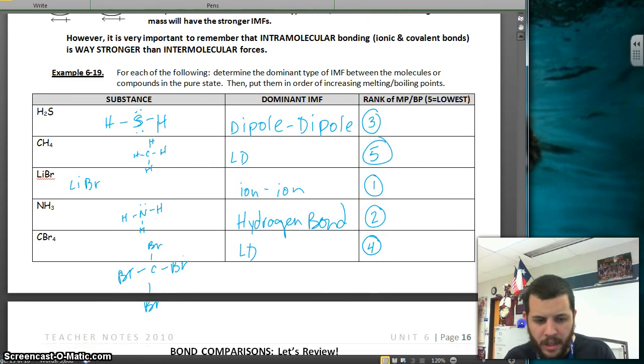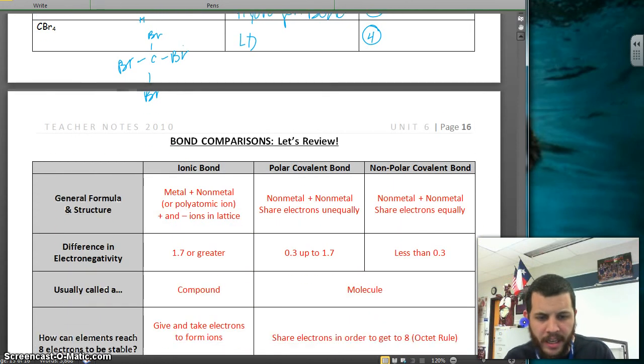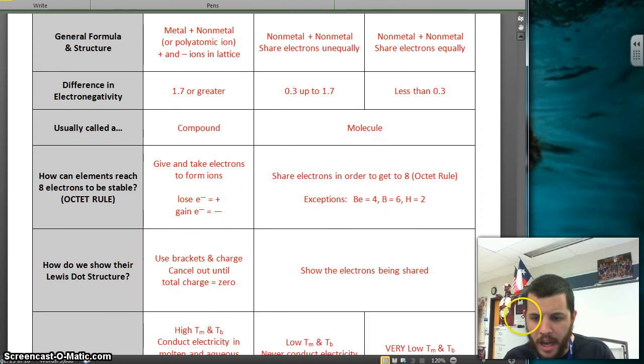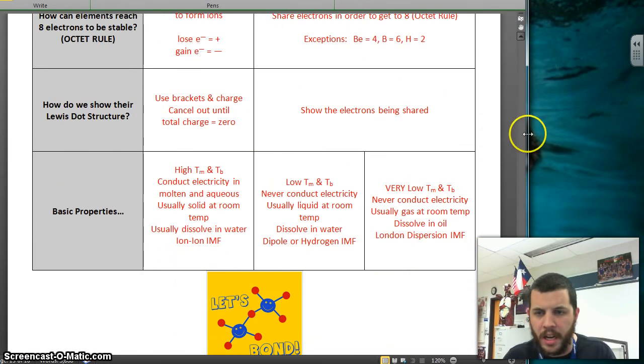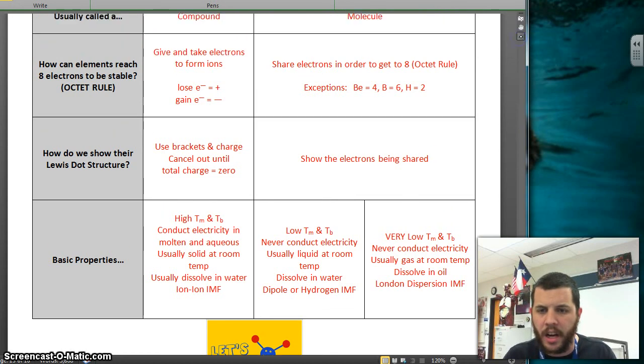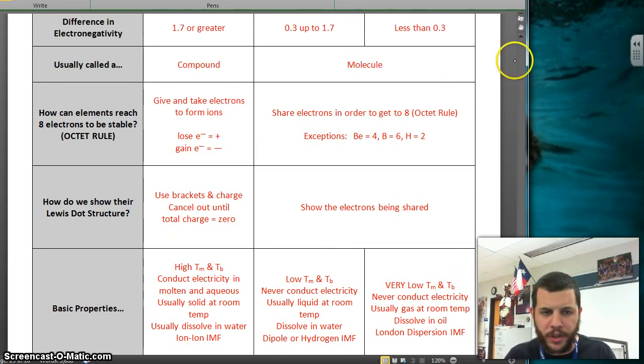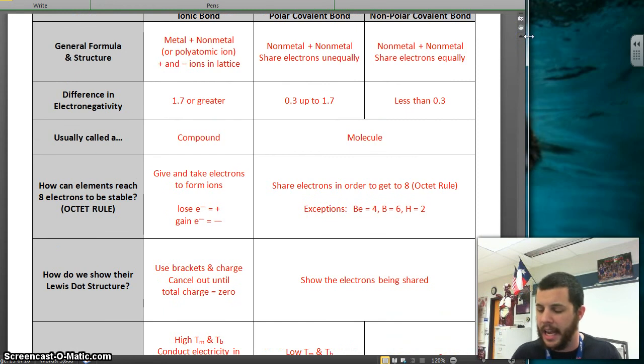So now what you can do is, here's this chart. You can pause where you need and get this chart filled in. This is just a review over the things that we've talked about, and get that written in so that you have it for your notes. And that's it. So go Unit 6.